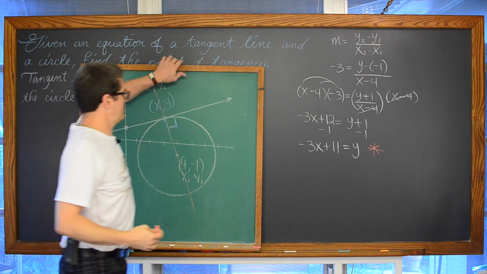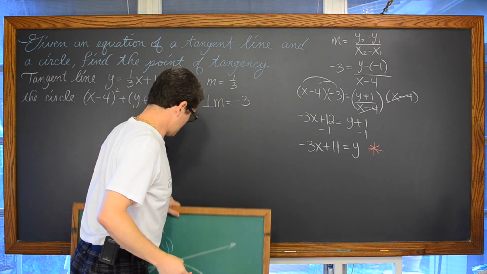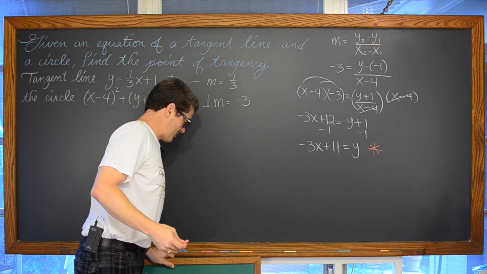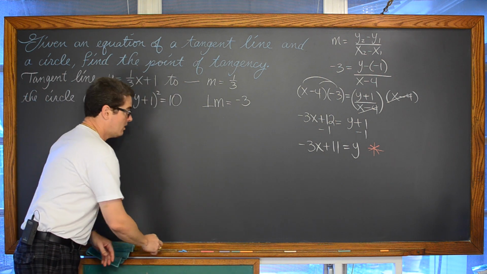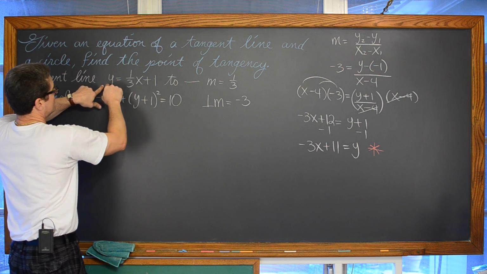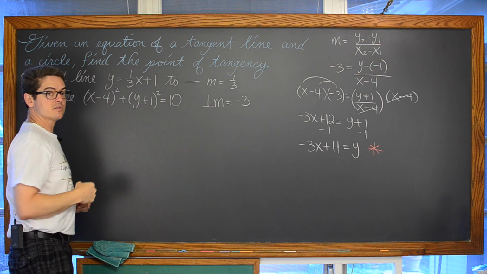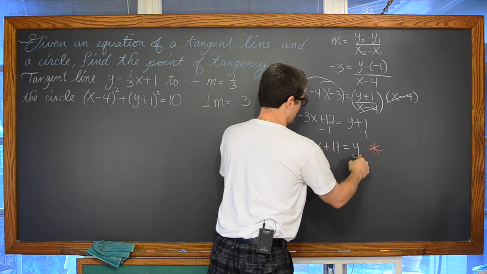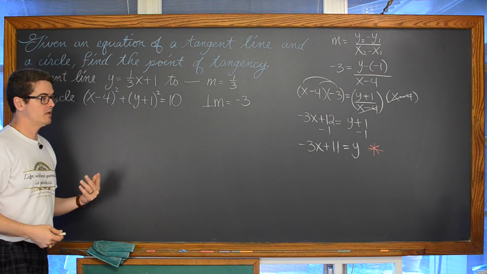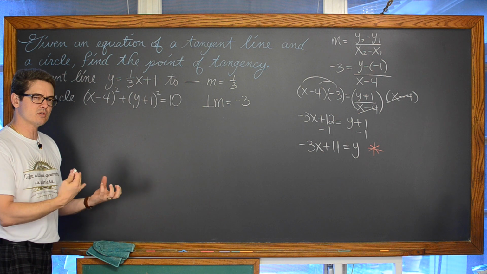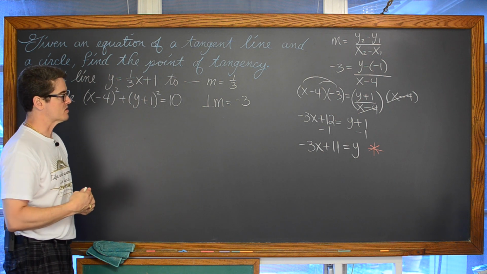So here, if you need it, of course I'm going to review it with you right now as well: how do you solve a linear system of equations? Well, when you've got an equation of one line, the tangent line, already set equal to y, and you have an equation of another line, that line containing the radius, they're both already set up equal to y, so the substitution method is a perfect process to finish this problem.